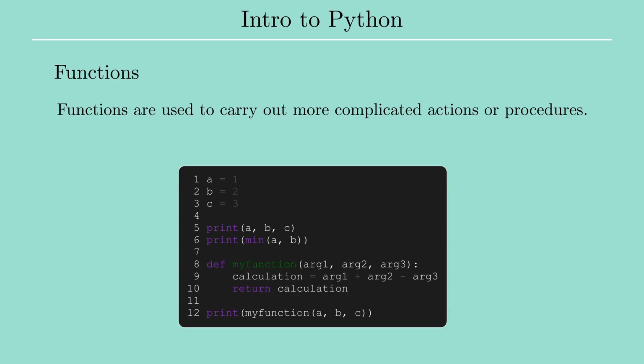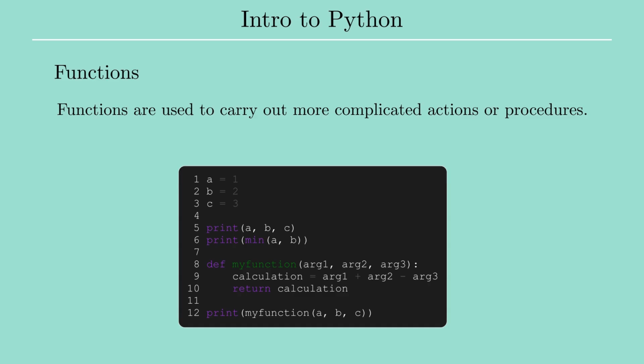Lines 8 through 10 demonstrate how to create your own function. To start a function definition, we must use the keyword def. Then, we write the name of our function. In this case, it is called myFunction. Then to create inputs, we enter the names of the inputs inside the brackets. In this case, there are 3, arg1, arg2, and arg3. Then we end the line with a colon.